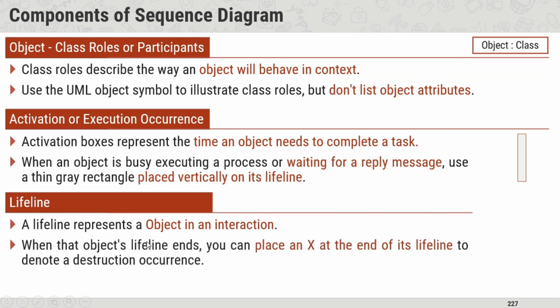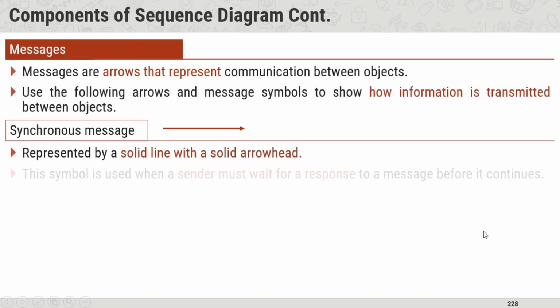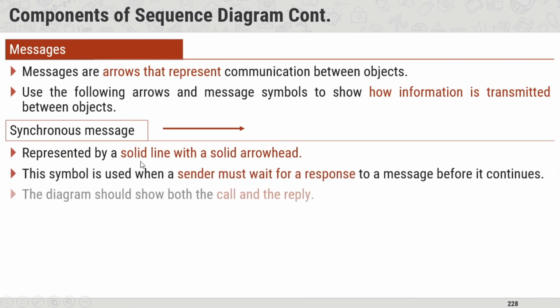And the lifeline represents an object in an interaction. So this object could be in the waiting state or in any state. So that is the lifeline for that object. And the messages will be shown by this arrow along with the name for that particular message.